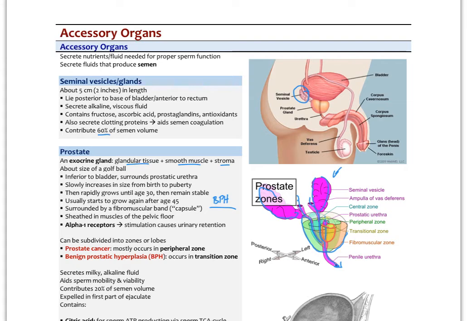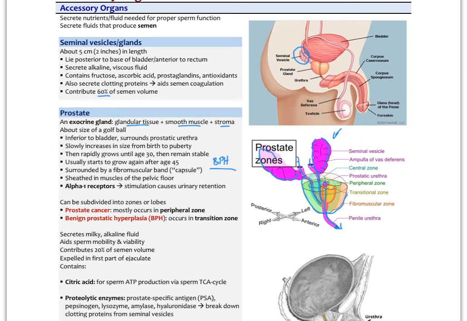Again, the BPH tends to grow in the transition zone. There are three other zones in the prostate. There is a peripheral zone, which is depicted here in green, and that kind of wraps around the outer edges of the prostate, and that's primarily where prostate cancers tend to grow. So importantly, BPH and prostate cancers tend to grow in different parts of the prostate, and again, we'll come back to that in detail in the pathology section.